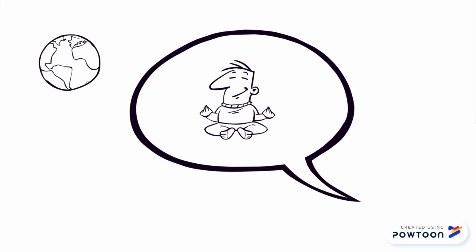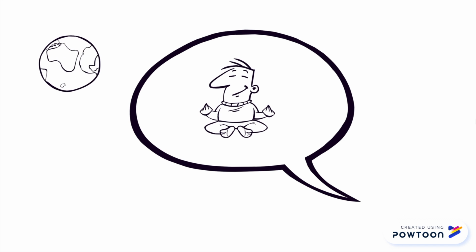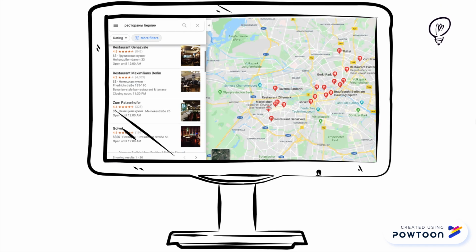Think about where it's placed and start with a specific location. For example, to generate the database of all restaurants in Berlin, you can use the following query: Restaurants Berlin.